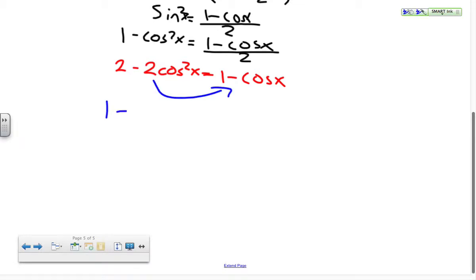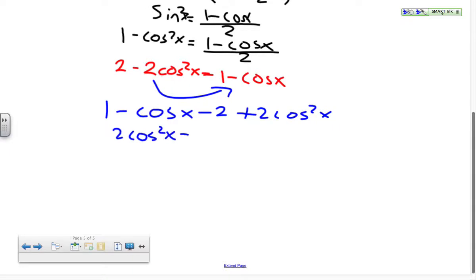So I end up with 1 minus cosine x minus 2 plus 2 cosine squared x. So I end up with 2 cosine squared x minus cosine x. Okay, 1 and negative 2 is minus 1, equals 0.